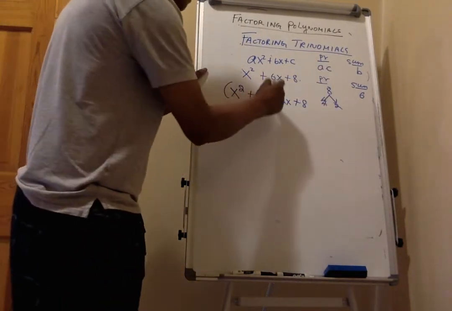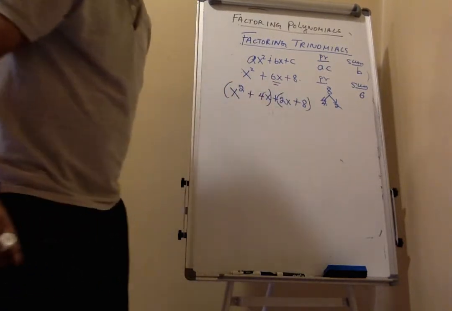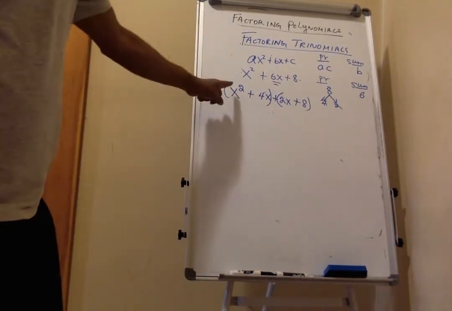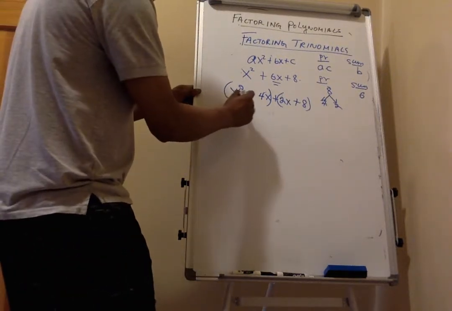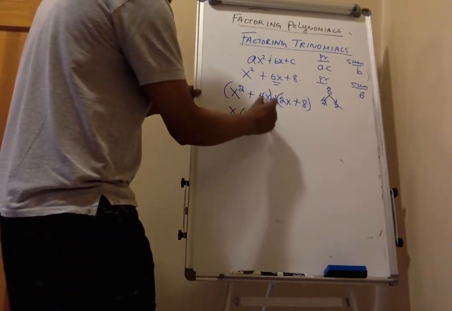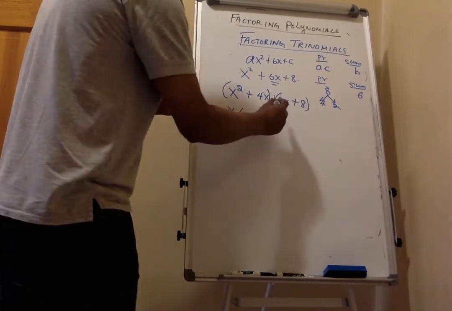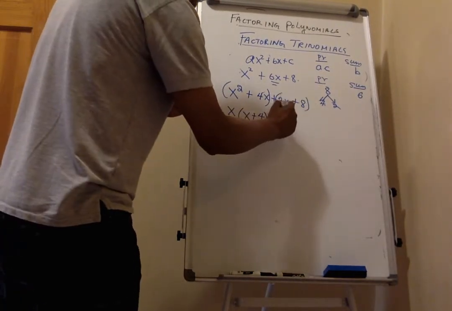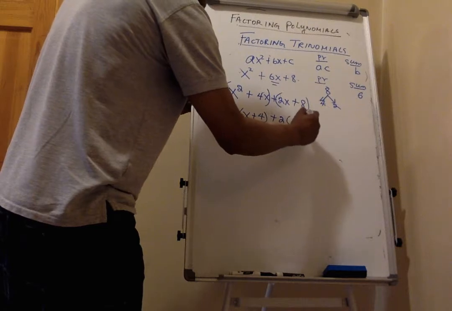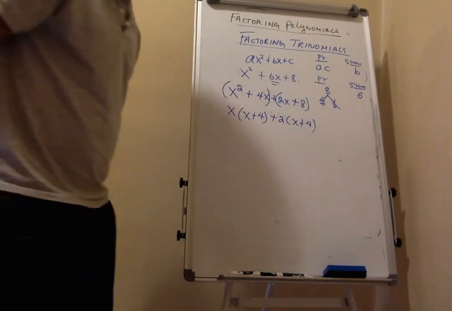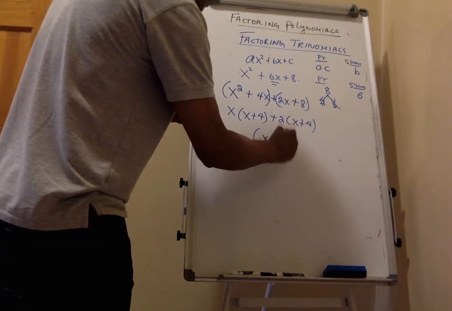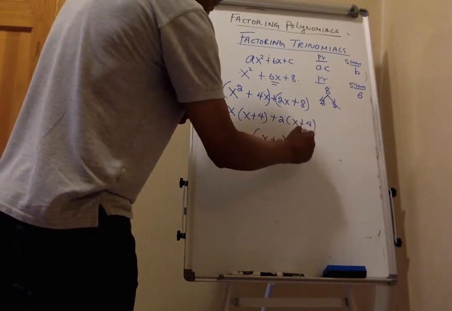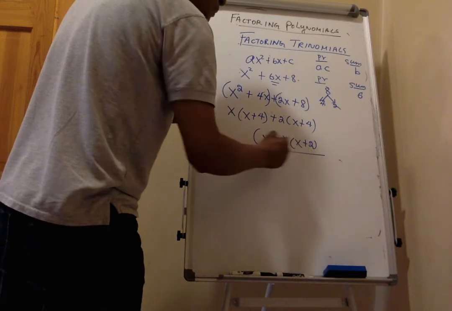So you group them together. Find the greatest common factor between x squared and 4x, it is x, times x plus 4, and then plus, between 2x and 8 it is 2, times x plus 4, okay? And then you go ahead and write x plus 4 is one of the factors, and the other one is x plus 2, okay?